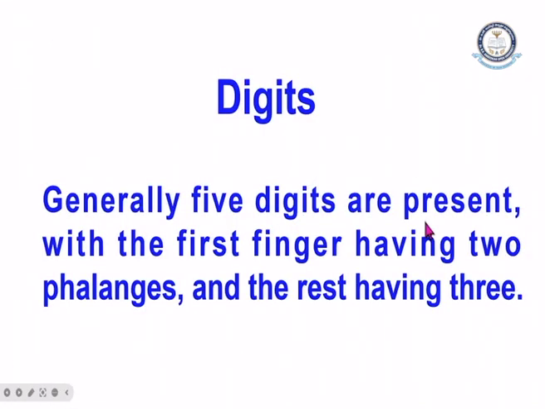Coming to the digits, the first finger has 2 phalanges and the rest have 3 phalanges. So, appendicular skeleton, we move on to the pelvic girdle and hind limbs.